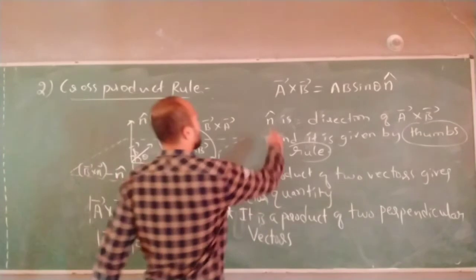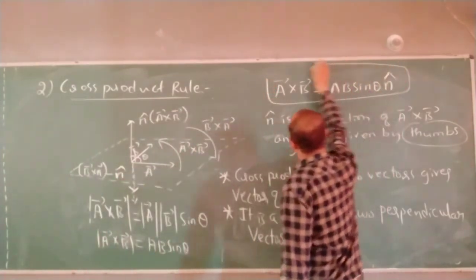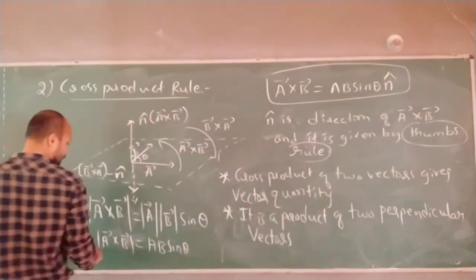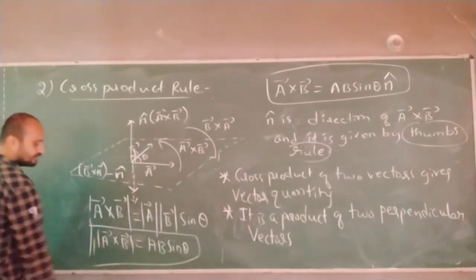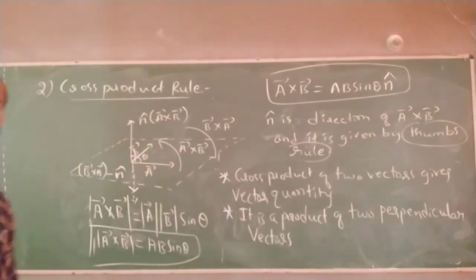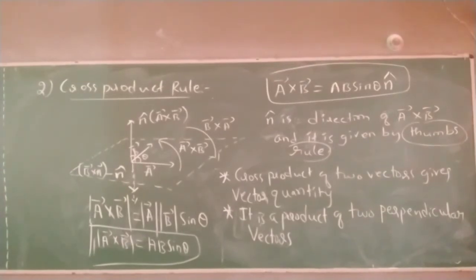So this is the formula in terms of vector quantity. N cap direction I have shown. This is how the direction is given, I have said. This is the magnitude value. Correct now? Okay guys. Let's move on to the properties of cross product.